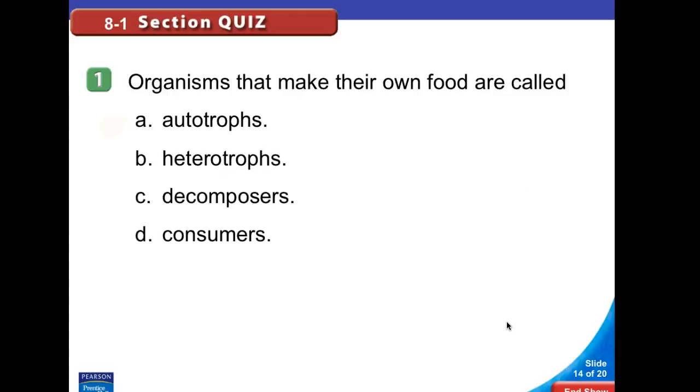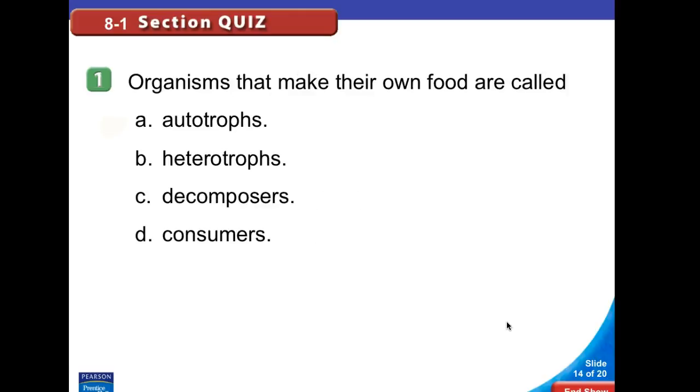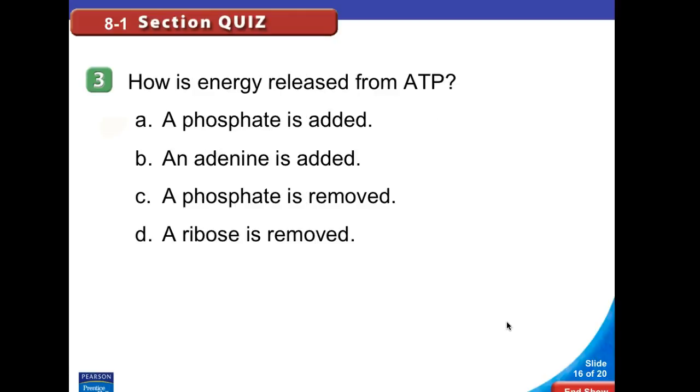What are organisms called that make their own food? If you selected autotrophs, you would be correct. Most autotrophs obtain their energy from A, chemicals in the environment, B, sunlight, C, carbon dioxide in the air, or D, other producers. B, sunlight, is the correct answer.